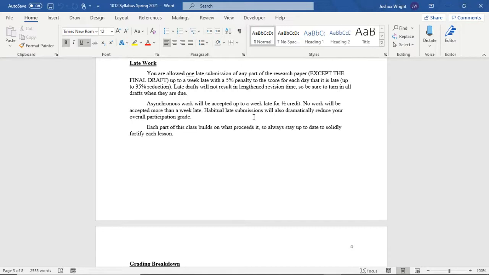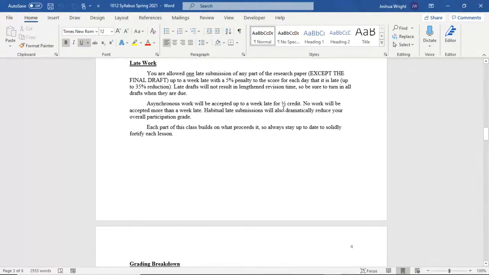And you can turn in any one of those submissions up to a week late with a 5% penalty to the score for each day that it is late. So a week late, 35% reduction, but you'll still get points. And if you turn in a late draft, you won't have more revision time. So if you turn in your first draft late, it doesn't mean that you have an extended due date on the second draft. You'll have less revision time. So again, you'll be doing yourself a disservice if you turn in anything late. Try not to ever turn in anything late. This is just meant to be a safety net for extenuating circumstances.